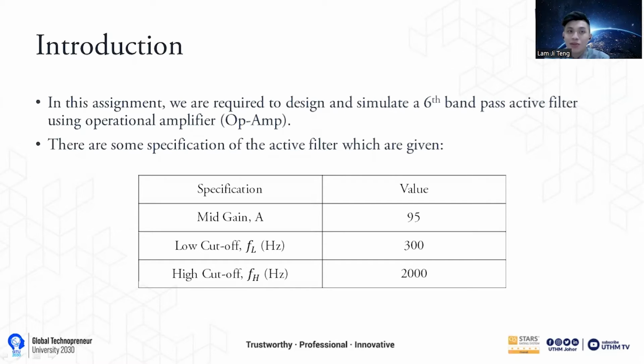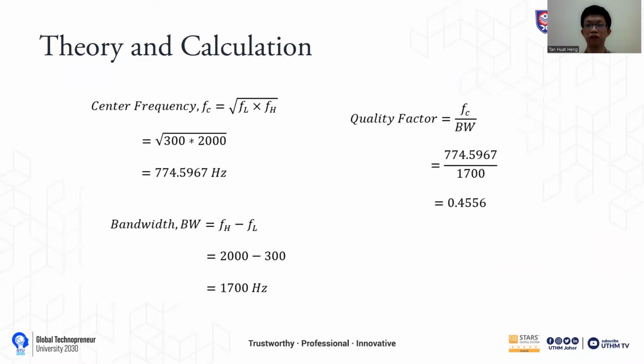Now let me start with the introduction. In this assignment, we are required to design and simulate a 6th order bandpass active filter by using an operational amplifier. There are some specifications for our group: the mid gain we need to adjust to 95, the low cutoff frequency is 300, and the high cutoff frequency is... I will present the theory and conclusion.